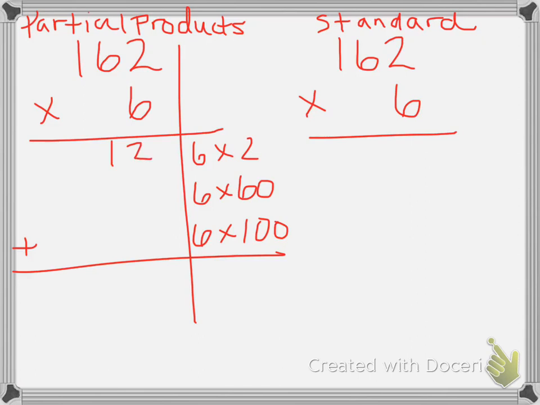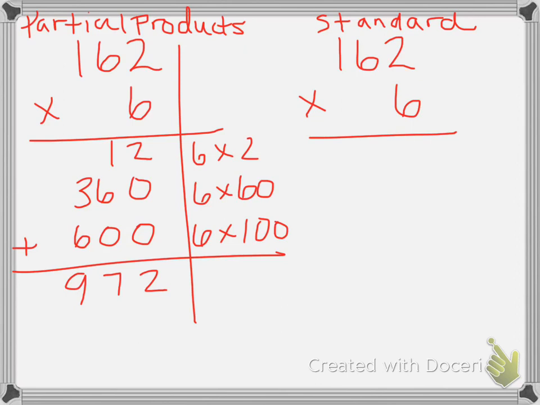6 times 2 gets us 12. 6 times 6 is 36. 36 times 10 gets us 360. And 6 times 100 gets us 600. Make sure all your place values are lined up appropriately. Okay, when I add down, I have 972. So our standard algorithm should get us the same answer, but it's just a different strategy.